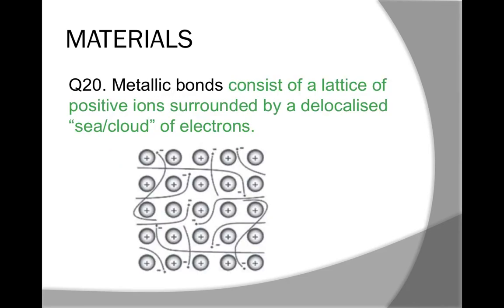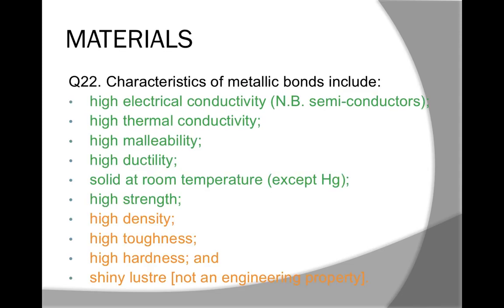Okay, question 20. Metallic bonds consist of, now this is something you should learn, and we're all going to say it together. Metallic bonds consist of a lattice of positive ions surrounded by a delocalized sea or cloud of electrons. Great. Now that's the picture that you can draw there. Okay. Characteristics of metallic bonds.